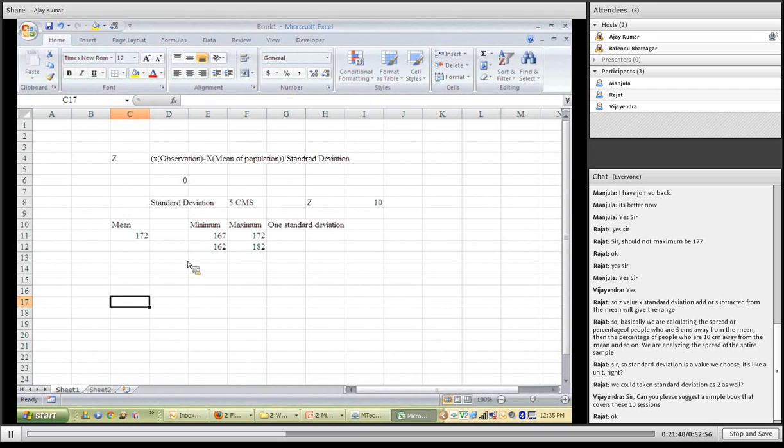Now, Z equals observation minus mean of population, divided by standard deviation. I just want to ask a simple question from you. Suppose the mean height of your class is 172 centimeters. That is your mean of population, something that you are trying to arrive at.